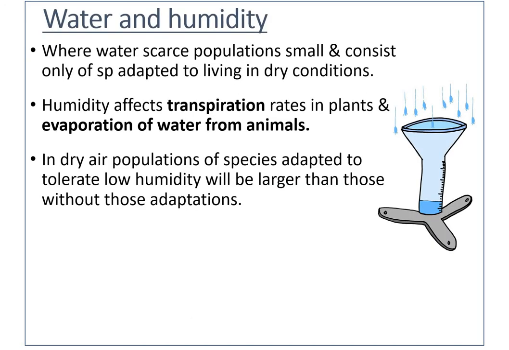Water and humidity. Where water is quite scarce, the population will be small, and it will consist only of those species that are actually adapted to living in dry conditions. And because humidity affects the transpiration rates in plants and the evaporation of water from animals, in drier air, populations of species adapted to tolerate low humidity will be larger than those without those adaptations.